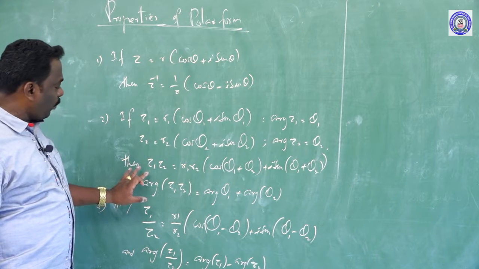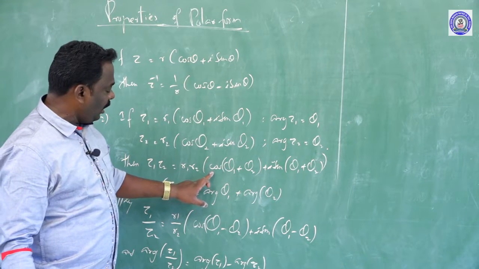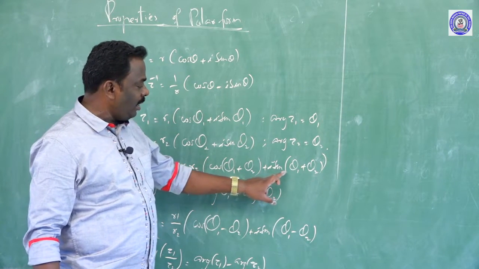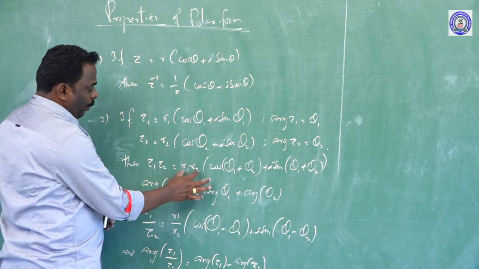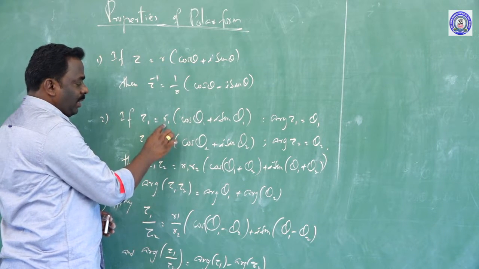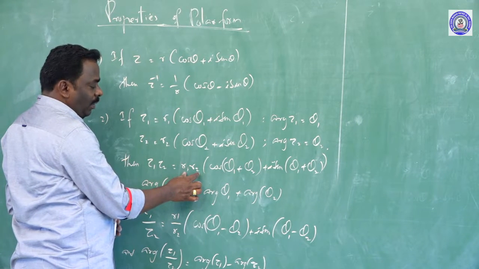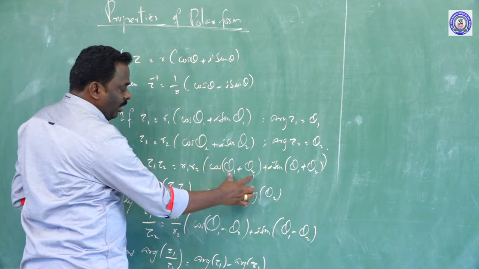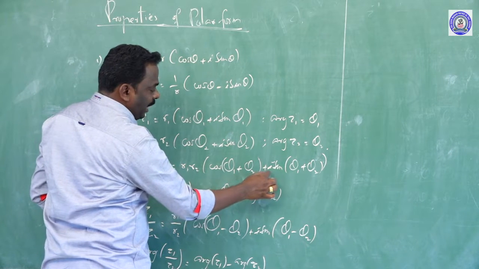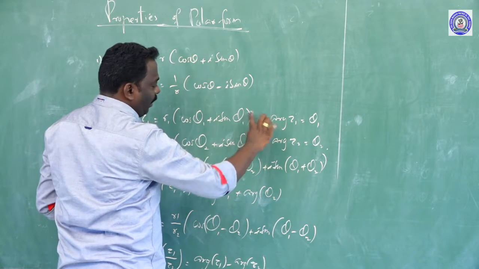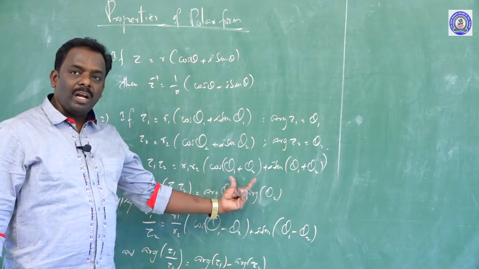Now we want to prove that the product of two complex numbers Z1 and Z2 equals R1 into R2 into cos of theta 1 plus theta 2 plus i into sin of theta 1 plus theta 2. The meaning of this is that in the product of two complex numbers, the real scalar values are just multiplied, R1 R2, and the arguments are just added: cos of theta 1 plus theta 2 plus i into sin of theta 1 plus theta 2. So if you take the product of two complex numbers, you just add the arguments of the complex numbers.